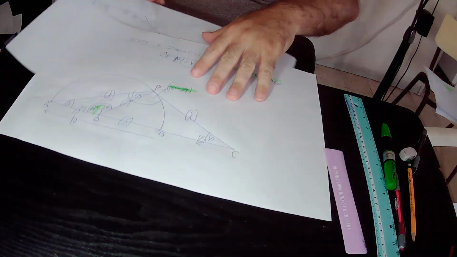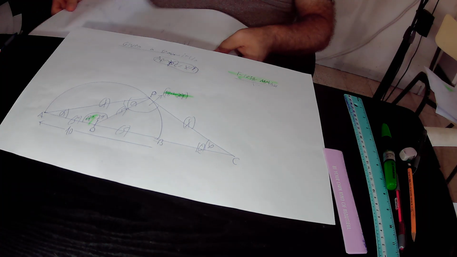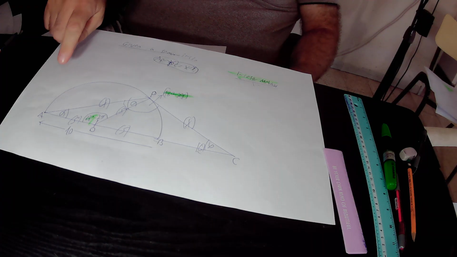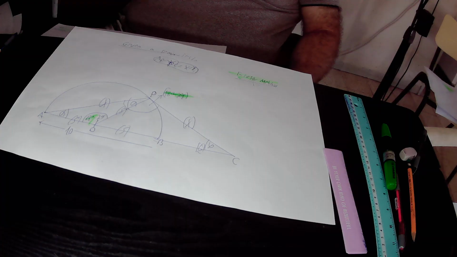We start with the first method. In the second question, our task is to find out the length of line segment AP that is equal to x. We have to find out the value of x.